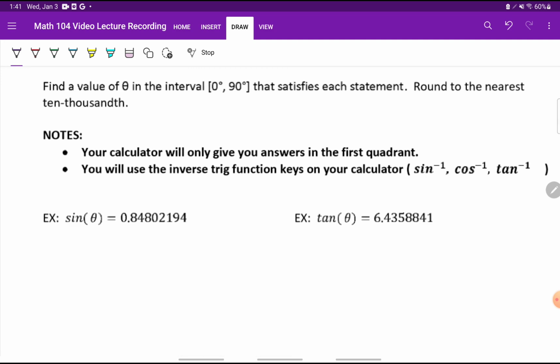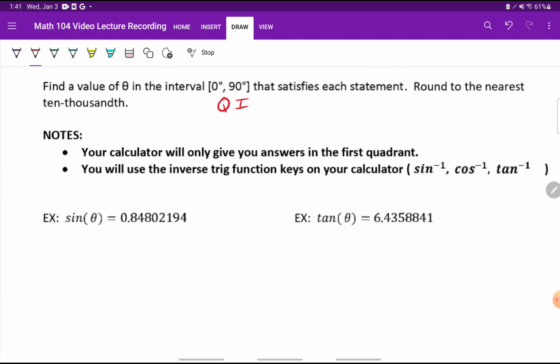So in those first three examples, I gave you an angle measure and you found the value of a specific trig function. Well, now I'm going to tell you that a trig function has a specific value and we want to find the angle. We want to find a theta in the interval 0 to 90 degrees, so that's quadrant 1, that satisfies each statement and will round to the nearest 10,000th.